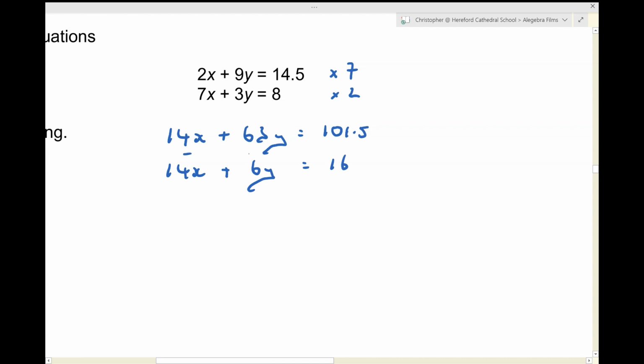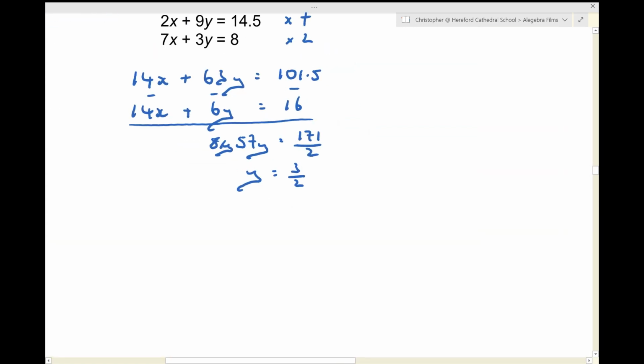We're subtracting the equations. Gives me 63 minus 6, 57y. 57y equals 101.5 minus 16, which my calculator says is 171 over 2. Divide both sides by 57, and y is 3 over 2.